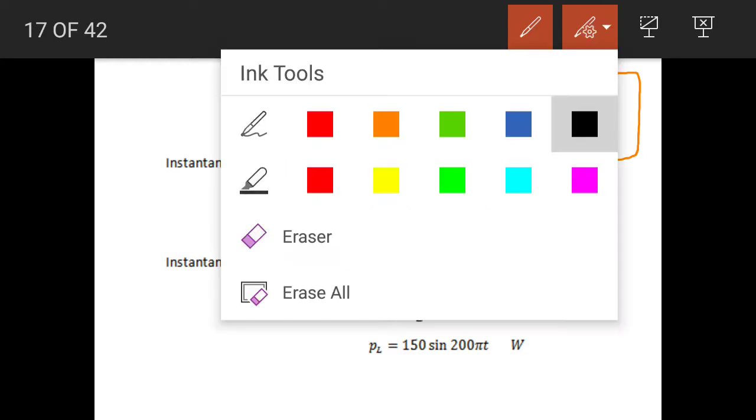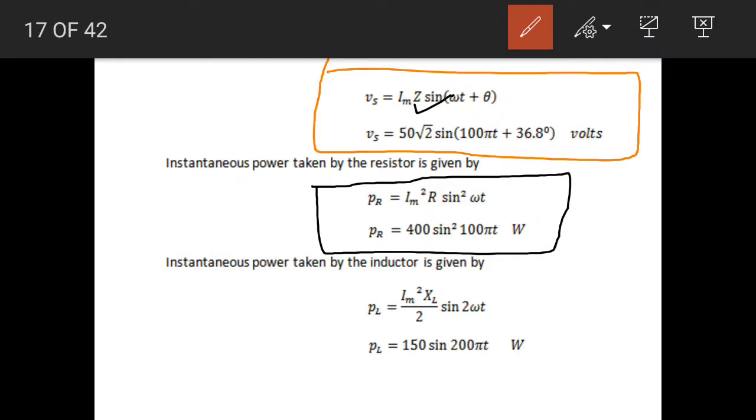We calculate the power taken by the inductor with the help of this particular equation. The power taken by the inductor is equal to Im square XL by 2 sine of 2 omega t. If we put the values on the right hand side of this equation, we obtain 150 sine of 200 pi t. So this is the equation for the time varying power which is taken by the inductor from the AC voltage source.